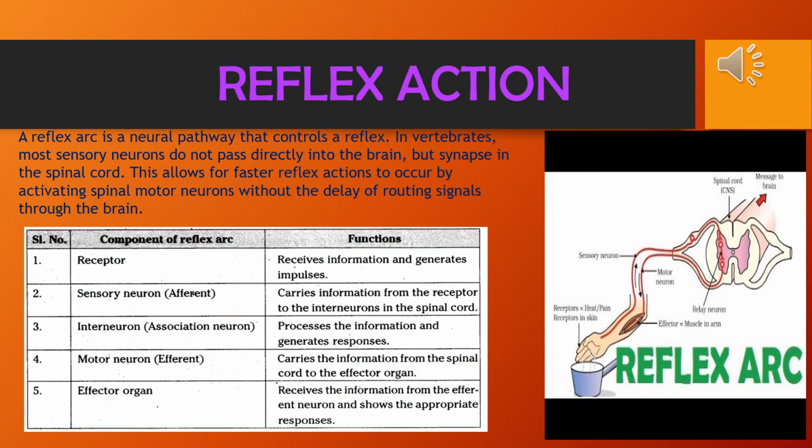Here I am discussing reflex action. What is reflex action? Suppose you are going to touch a cup of hot water. Will you touch this? No. Because if by chance you touch it, unconsciously you will take back your hand. This process is called reflex action, and the pathway of this process is called reflex arc. See the diagram, you will understand.